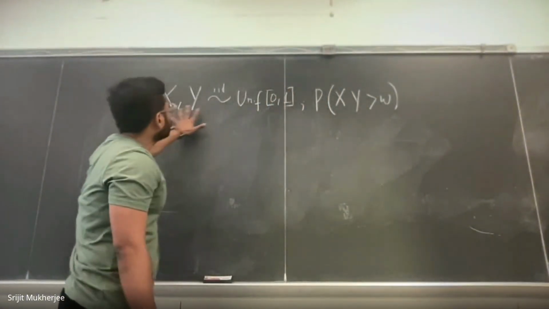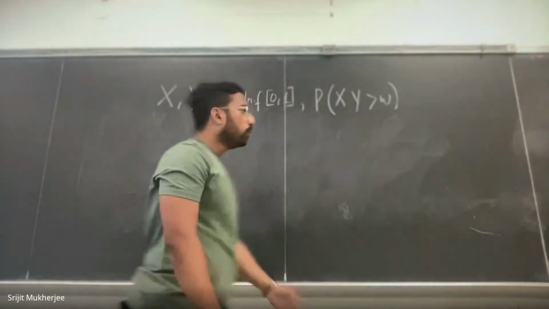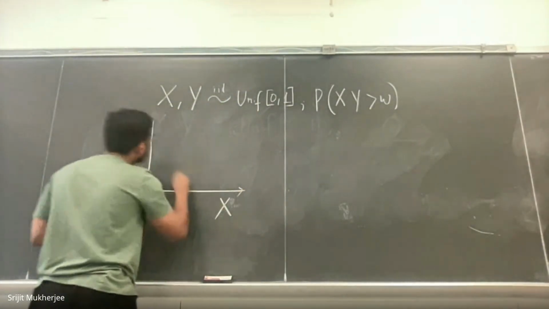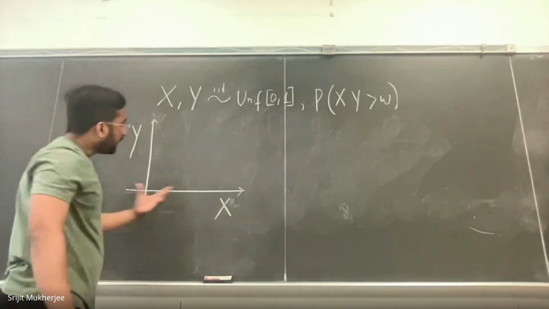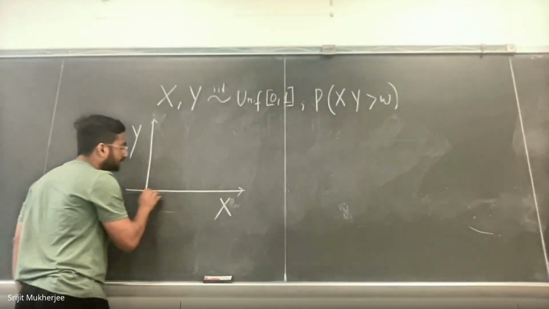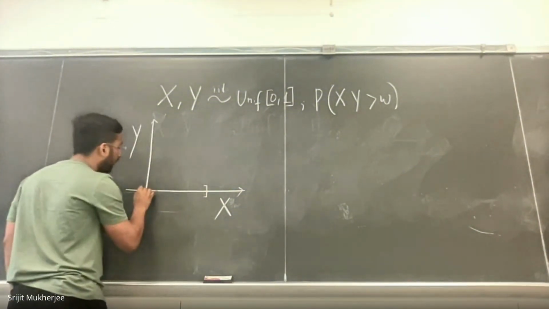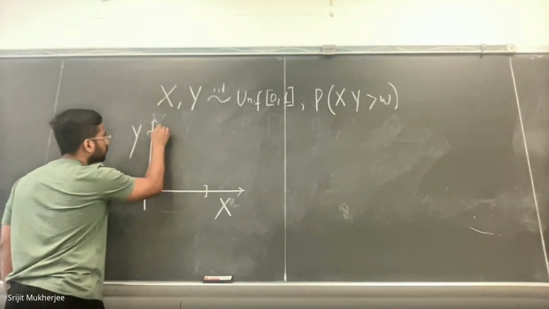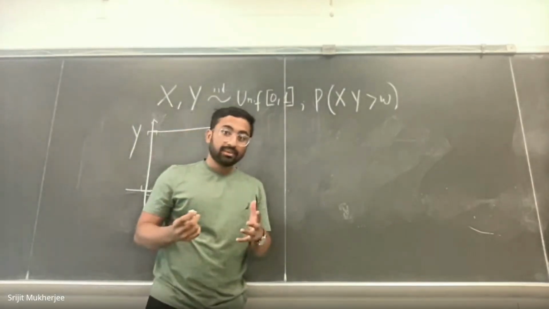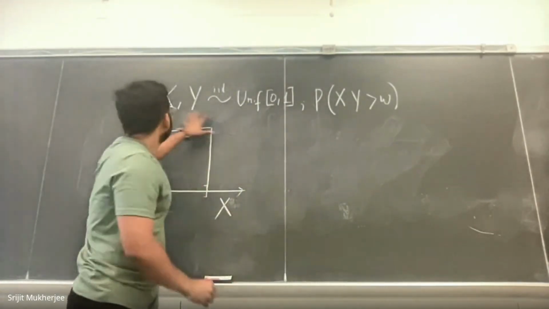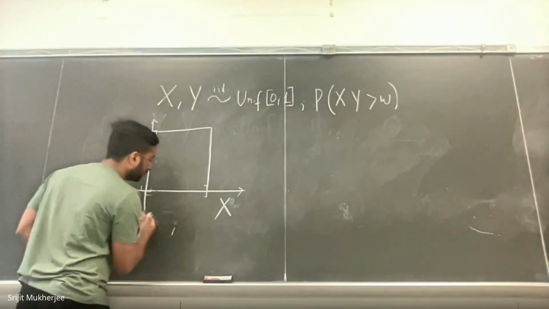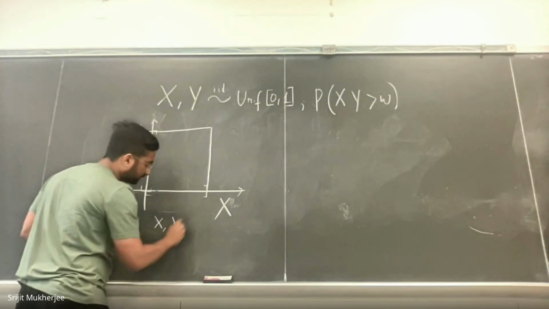When we say x and y are uniform 0, 1, we can easily draw this diagram. So this is x, this is y. The random variable x takes values between 0 and 1, and similarly y takes values between 0 and 1. So we get this square. This square is nothing but the support. When we say x, y, it's essentially the cross product of x and y. So this is the distribution.